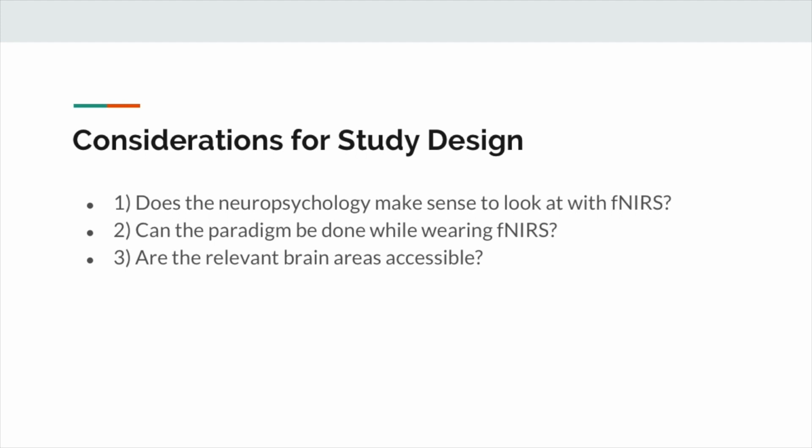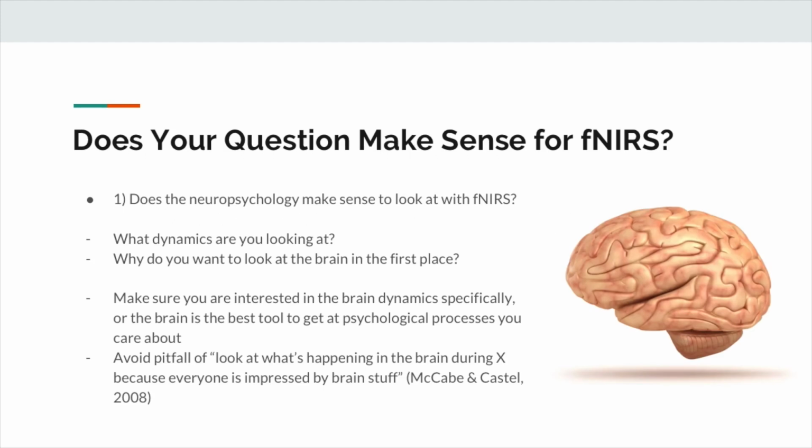I grouped important thoughts to have about study design into these three bigger questions. First, does the neuropsychology make sense to look at with fNIRS in the first place? You want to ask, why should you be caring about brain activity at all? This is an important question to ask when you're doing an fMRI study too, because it is more complicated and more time consuming than a behavioral study, so there's got to be a reason that you're doing it.